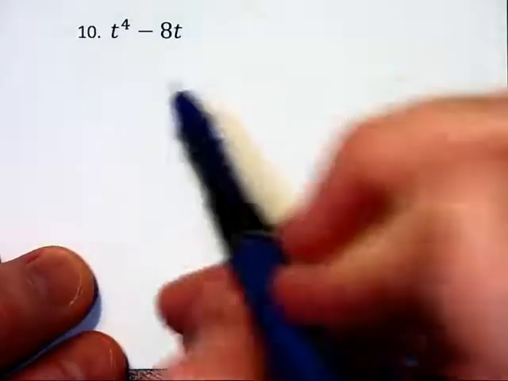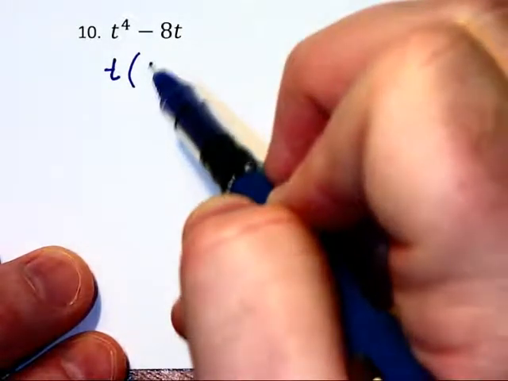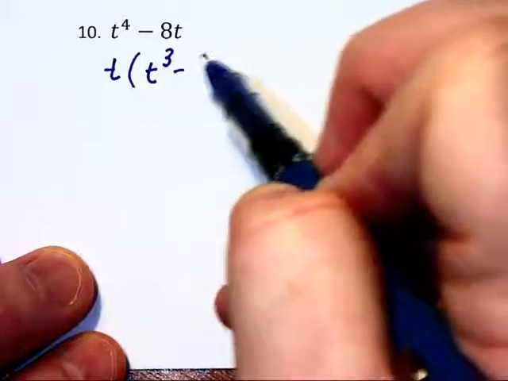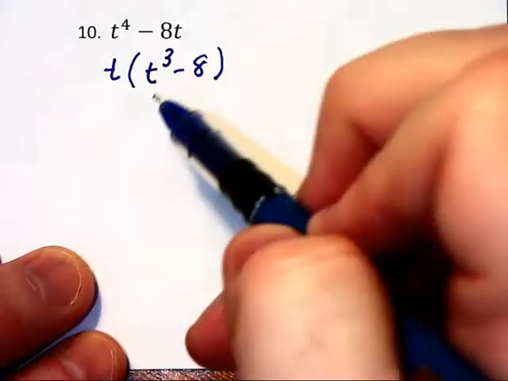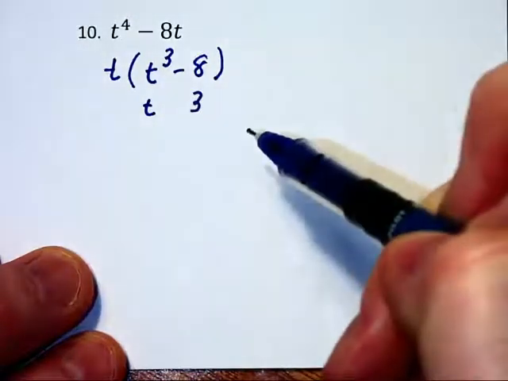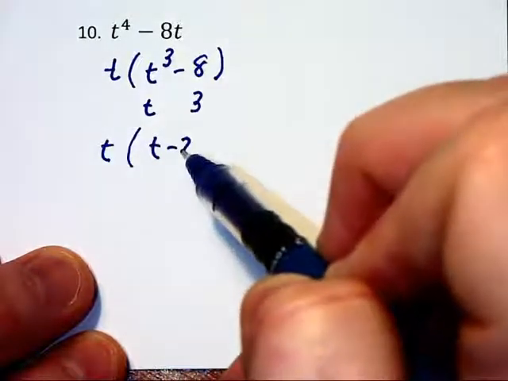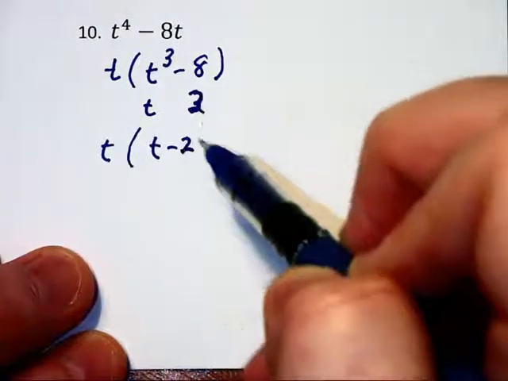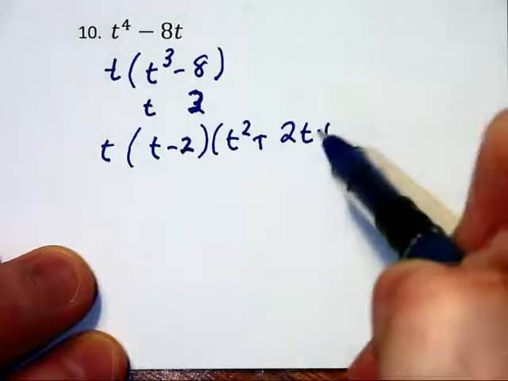Finally, for number 10, I notice that t is a GCF that can be factored out. That leaves me with t cubed minus 8, which is a difference of two squares, or a difference of two cubes. I notice that they are the cubes of t and 3, and I can factor this into t times t minus 2, that should be a 2, times t squared plus 2t plus 4.